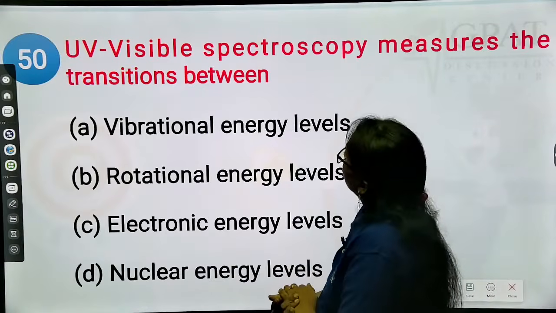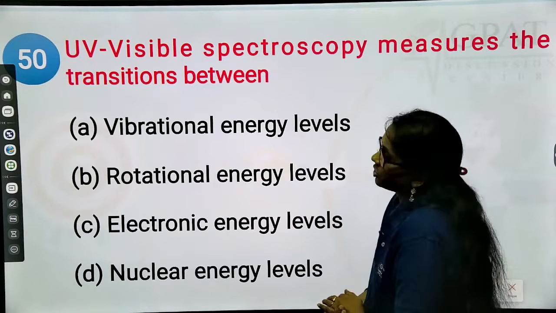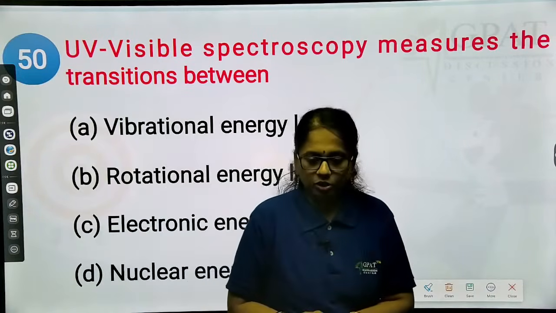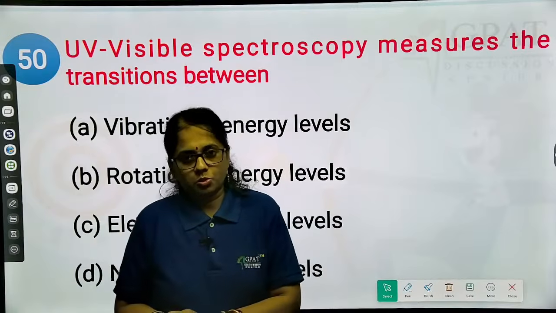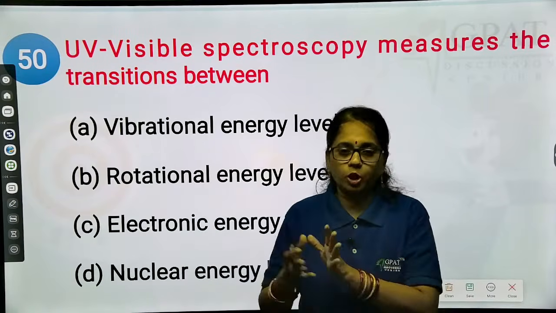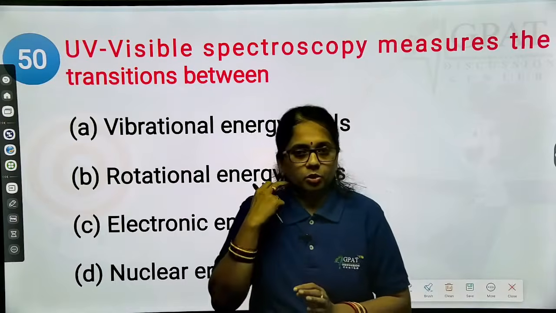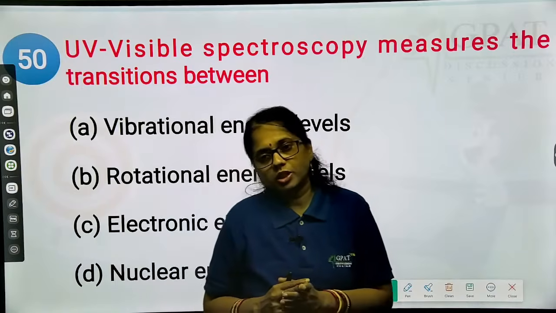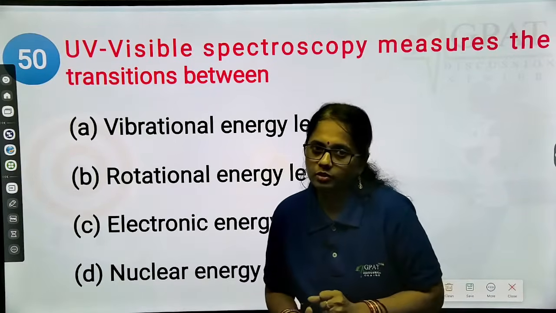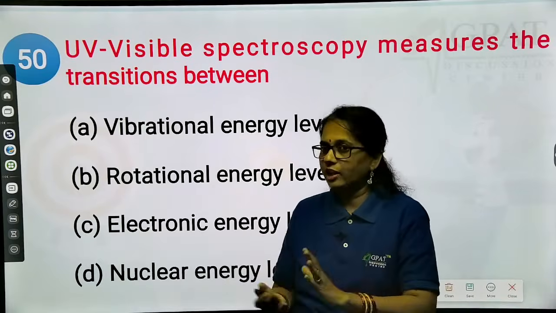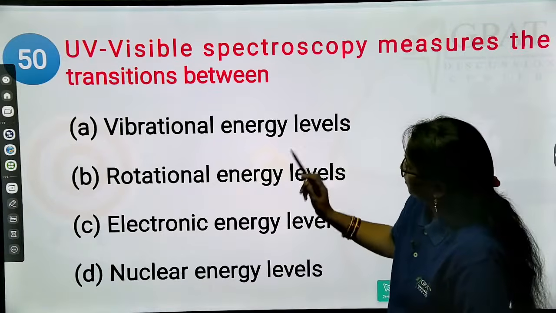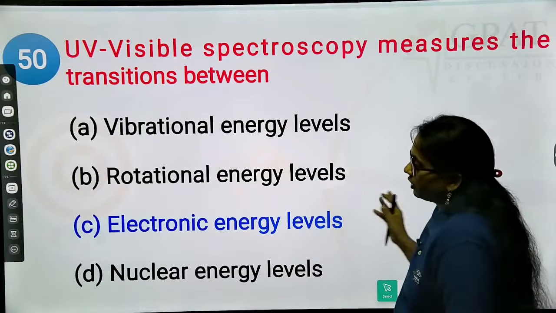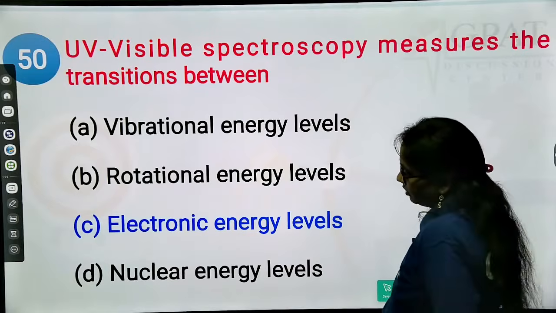Next, the last question. UV-visible spectroscopy measures the transitions between what? Very fundamental question. The UV-visible spectrophotometer is used with electromagnetic radiation at the molecular level, taking absorption spectroscopy, and majorly electronic transitions are involved, of sigma electrons, pi electrons, n electrons. Let us see the options: vibrational energy levels, rotational energy levels, electronic energy levels, and nuclear energy levels. Definitely option C is the right answer.